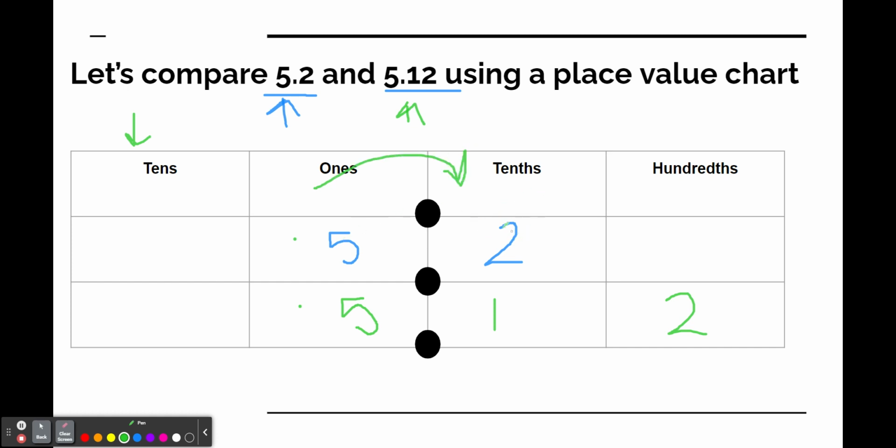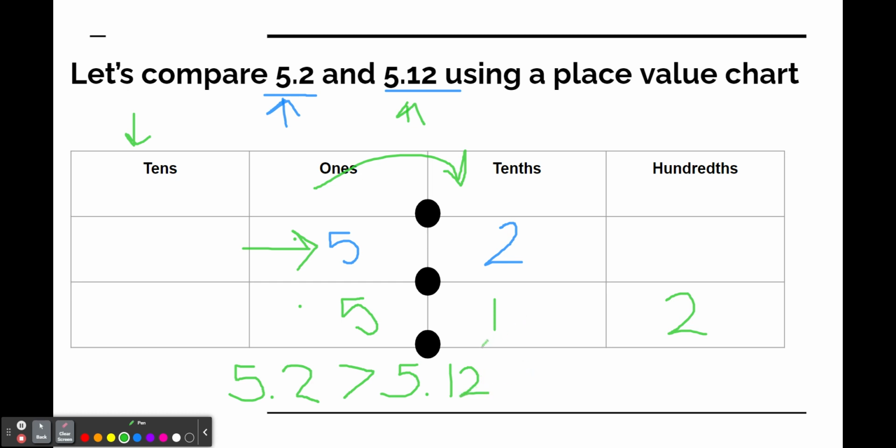So for 5.2, I have 2 tenths, and then for 5.12, I have 1 tenth. So 2 tenths is larger than 1 tenth, which means that 5.2 is greater than 5.12.